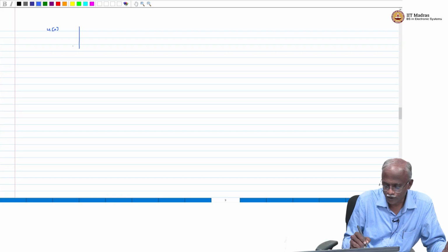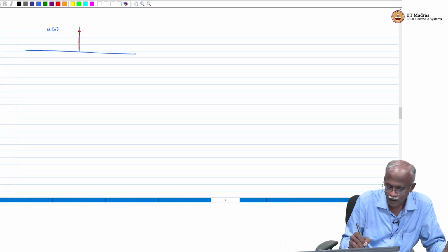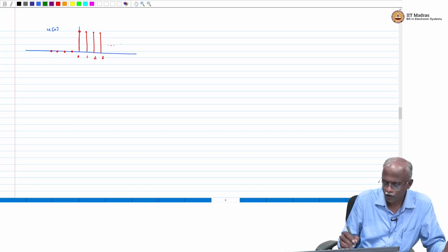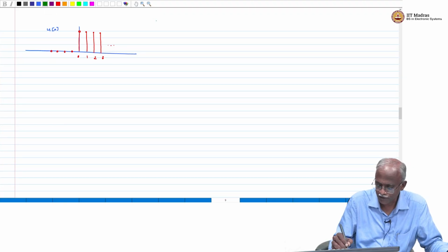Okay, sketch the unit sample sequence. It has height equal to 1 at time n equal to 0, and at all positive values n equal to 1, 2, 3 and so on, it has a value equal to 0 at these points.